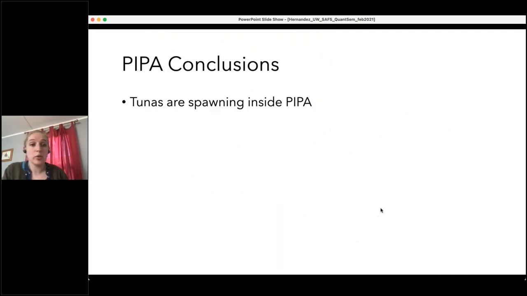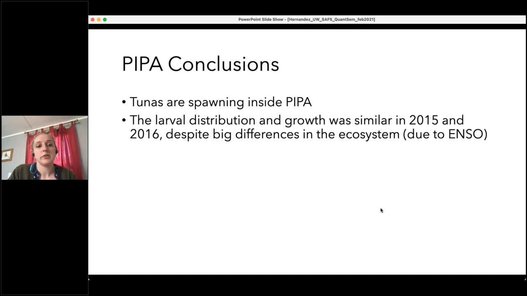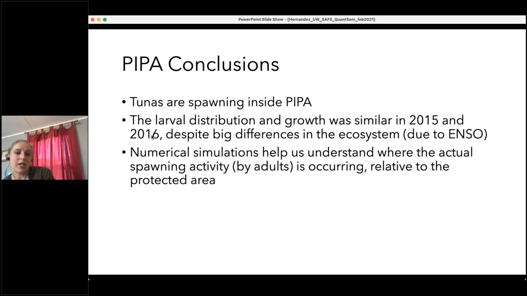So in conclusion, tunas are spawning inside PIPA. Absolutely. The larval distribution and growth was similar in 2015 and 2016, despite big differences in the ecosystem due to ENSO. And these numerical simulations that I showed you, they help us understand where the actual spawning activity by adults is occurring relative to the protected area, right? So it's kind of a nice way to sample in this area, because we're extracting larvae that have really high mortality rates, and our chances of affecting the population in a meaningful way are quite small, but we're getting a lot of data about where we think the adults might have been.